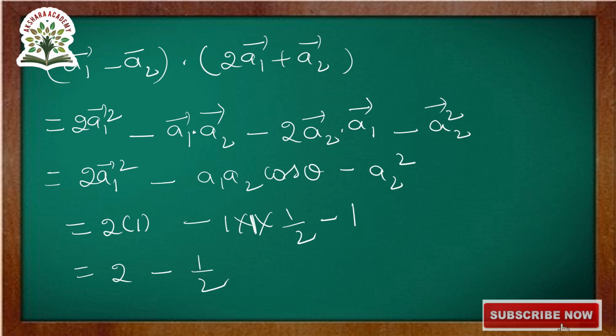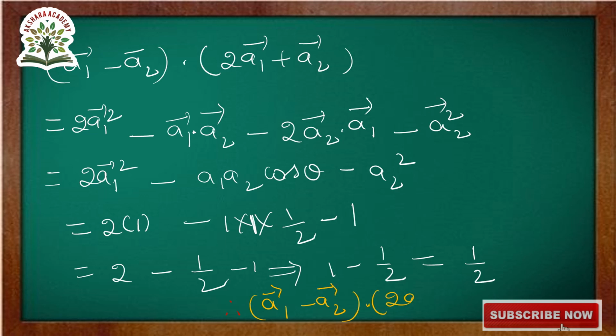So 2 minus 1, 1. So that is equal to 1 minus 1 by 2, or taking LCM, 2 minus 1 by 2, 1 by 2. So this is the dot product. Finally, we are writing the answer. Therefore, (a1 bar minus a2 bar) dot product (a1 bar plus a2 bar) is equal to 1 by 2. This is the final answer.